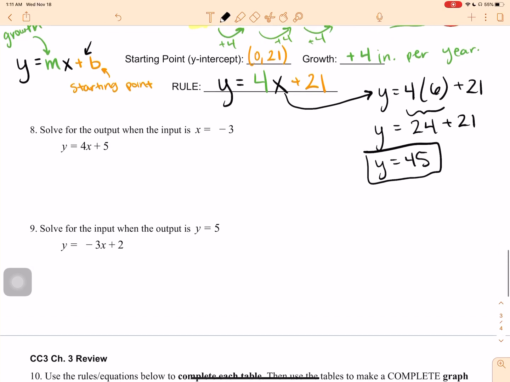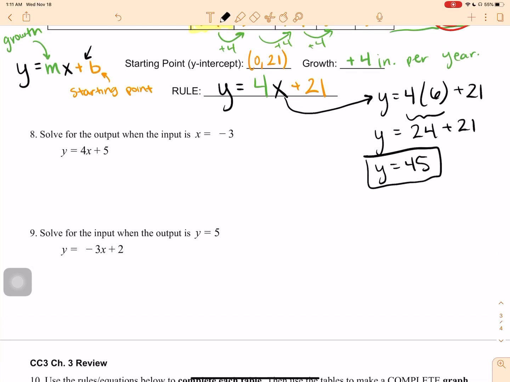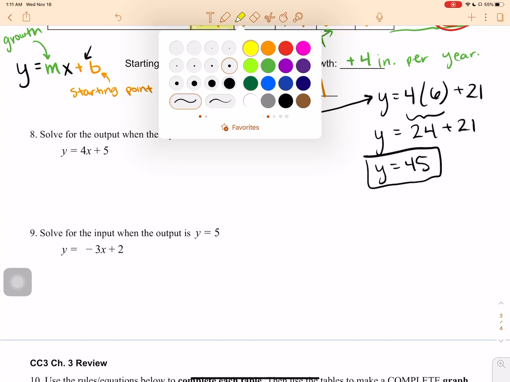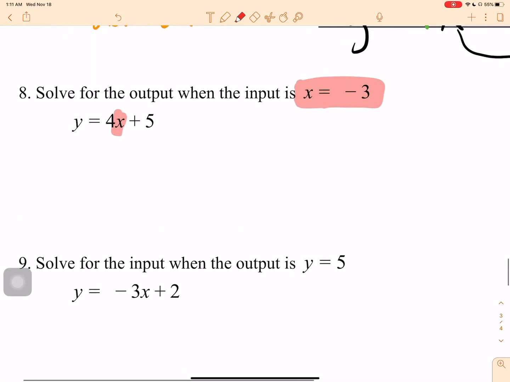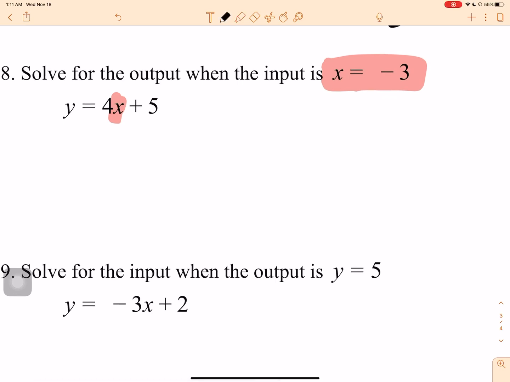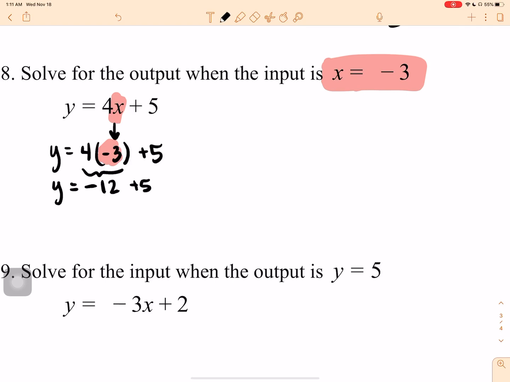Solve for the output when the input is x equals -3. Well, okay, so I'm going to plug this in here when x equals -3. So that means I have to substitute in. So here we're going to have y equals 4, and then instead of x, it's going to be times -3, plus 5. So here I have y equals 4 times negative 3 is negative 12, plus 5.